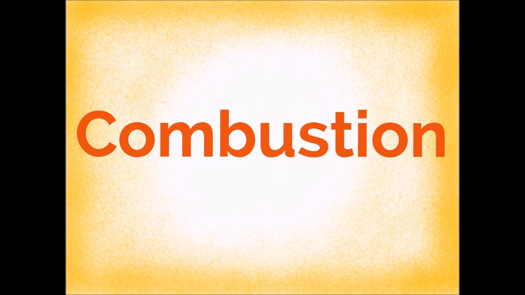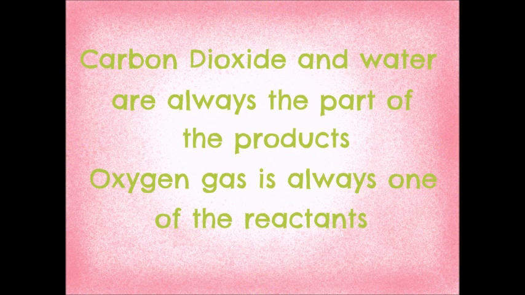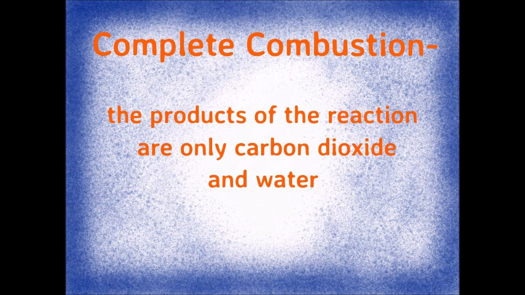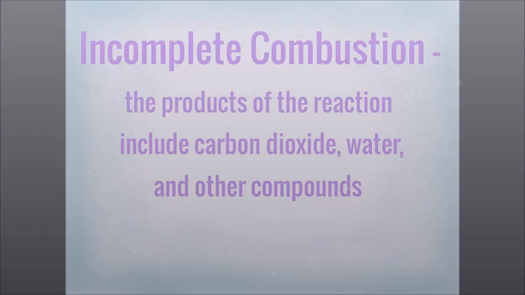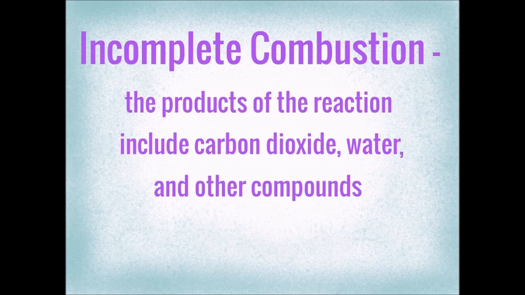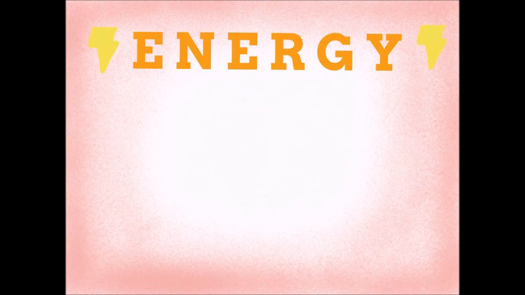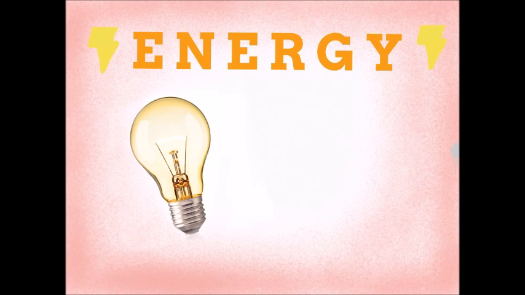Combustion reactions can be identified by a few key characteristics. First, carbon dioxide and water are part of the products. Next, oxygen gas is always a reactant. When a combustion reaction has water and carbon dioxide as the only products, it is called a complete combustion. However, if the products have another substance aside from water and carbon dioxide, it is known as an incomplete combustion. Energy is also released, and we can typically see this in the form of light and heat.